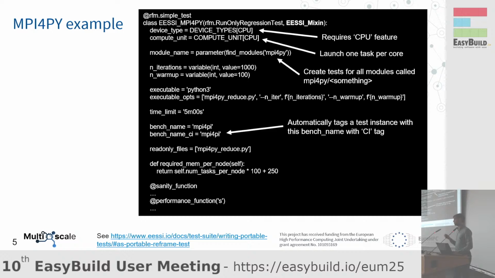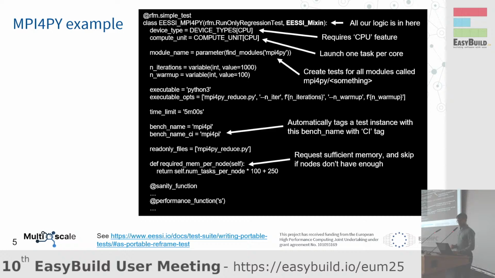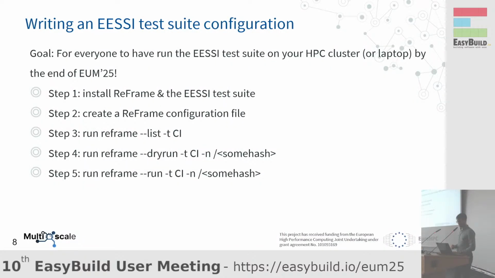This is just so that we can automatically tag the test. So, if this test matches the bench name CI, it will actually get a tag called CI. That helps you in filtering tests at runtime. And finally, the test declares how much memory I need. So this is a function typically of the number of tasks, or actually the number of tasks per node, because we declare how much memory we need per node.